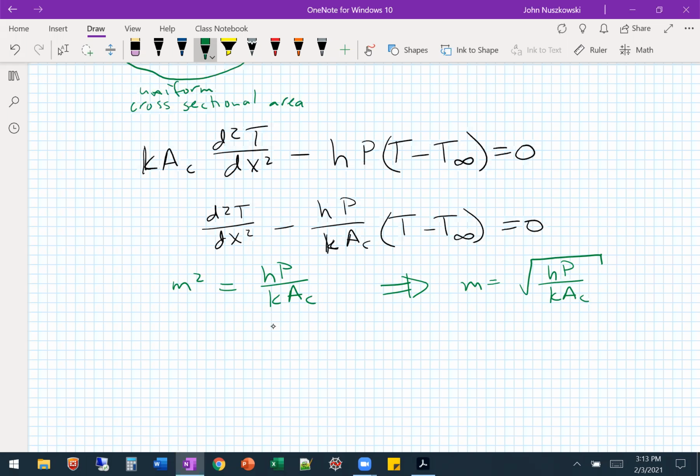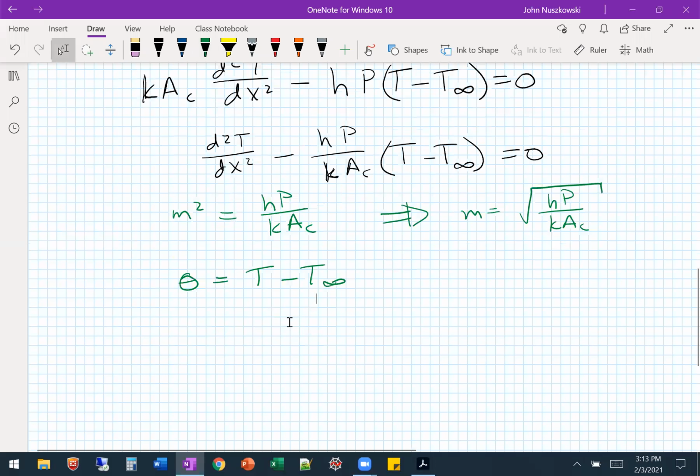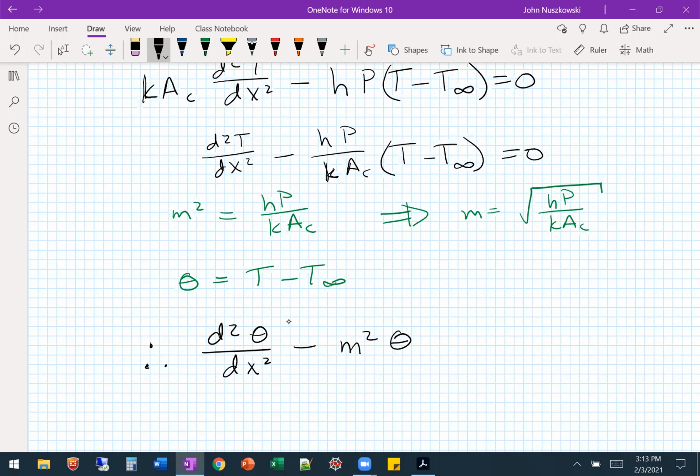And then the other simplification is theta is T minus T infinity, okay? So that makes that non-dimensional too. So with those substitutions, we have this equation, right?